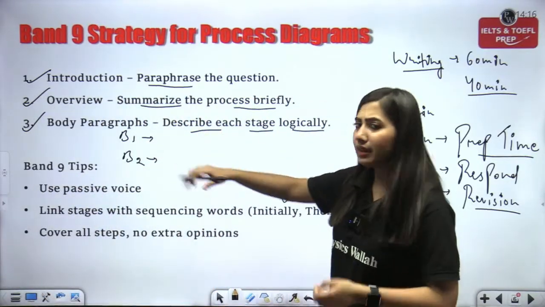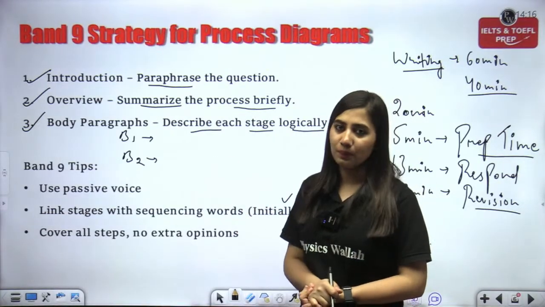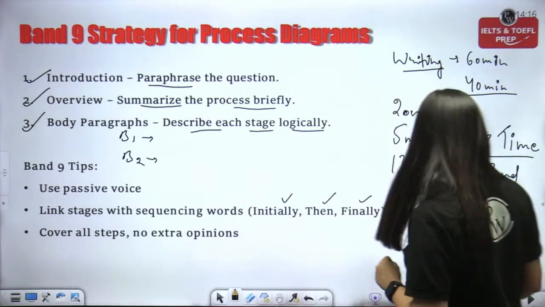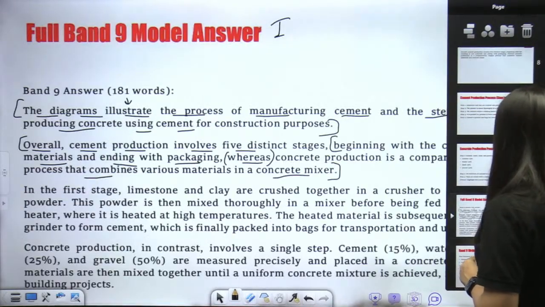Body 1 will be dedicated thoroughly towards the first figure. Body 2 will be thoroughly for the second figure. Understood? Now let's quickly jump on to seeing how we write our body paragraphs.